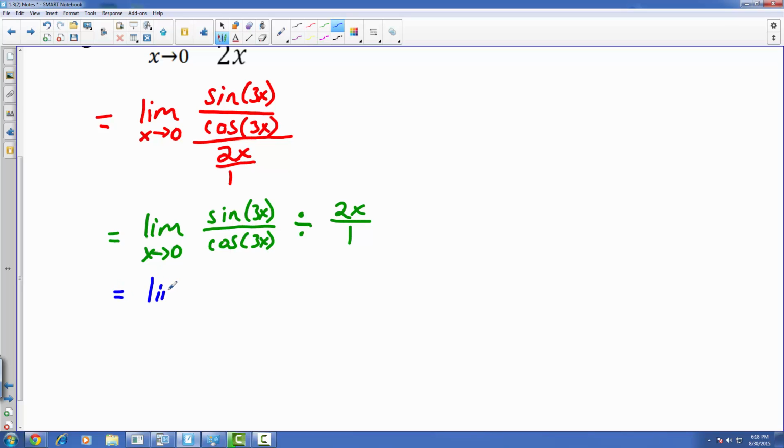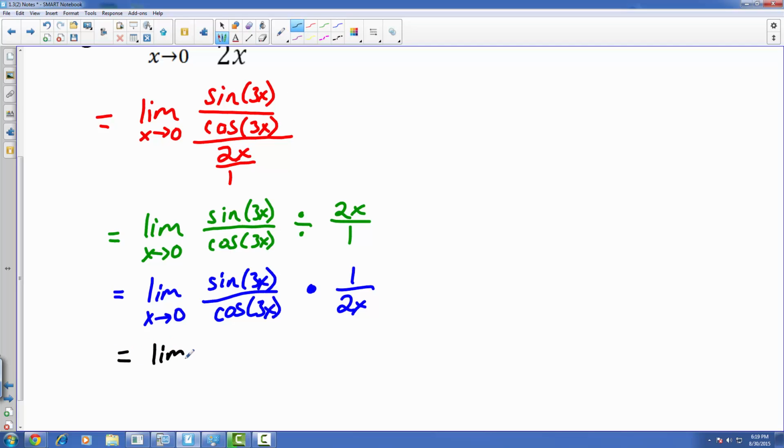So then we have the limit as x approaches 0 of the sine of 3x all over the cosine of 3x times 1 over 2x. Now, when we were looking at example 4E, what we did is we swapped this 1 and the sine on top. Now, that's not going to be such an issue with the cosine part, but even if we swap these guys, in fact, you know what, let's just go ahead and show it.